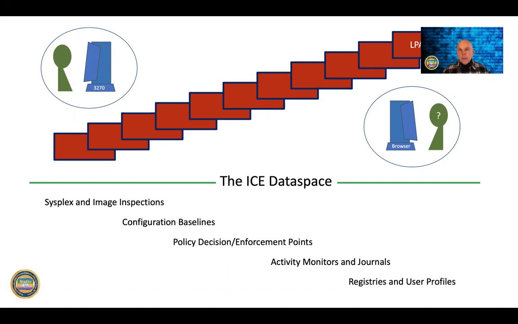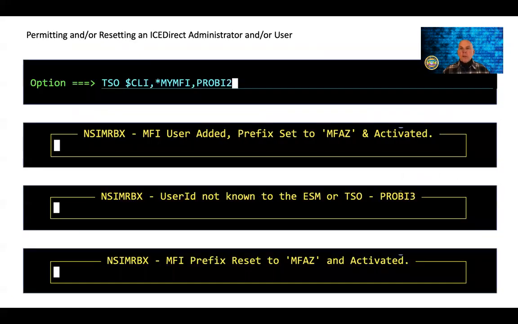So here's the simple story. It starts by entering a command on the command line under TSO ISPF. And that command is very simple. TSO $command line interface, comma, asterisk, my MFI, comma, and your user ID. Now, since you're an ICE administrator, you can do that. You can authorize yourself, okay? Other users can't do that, but you can do it.